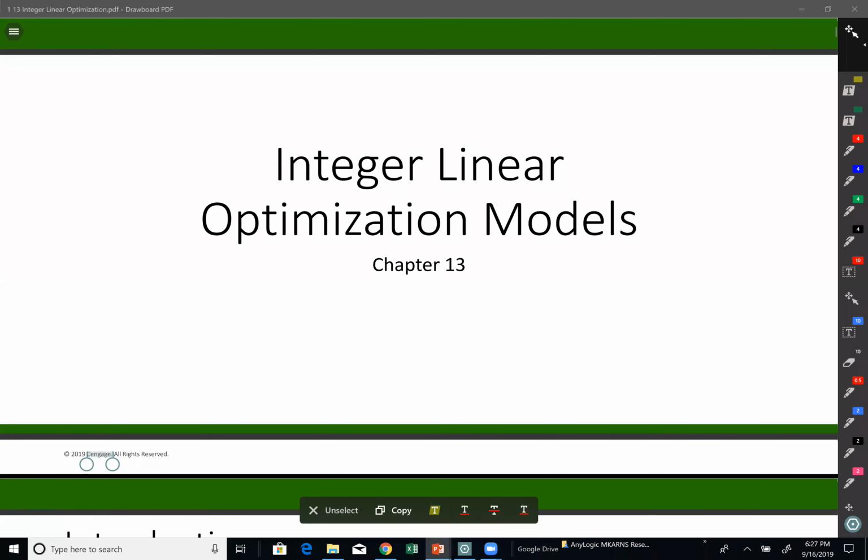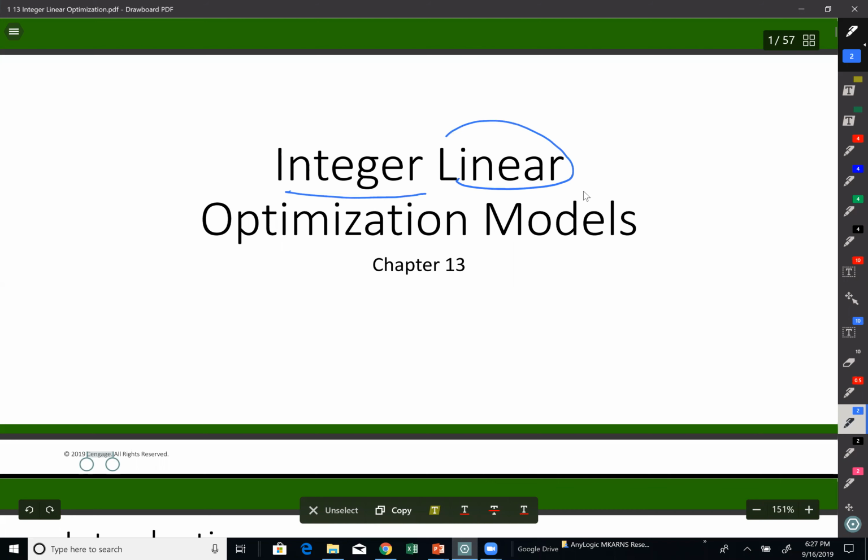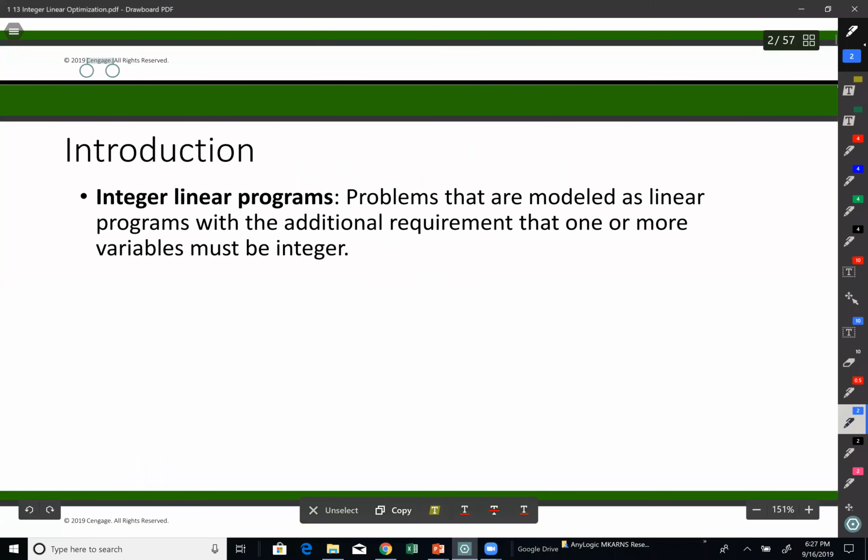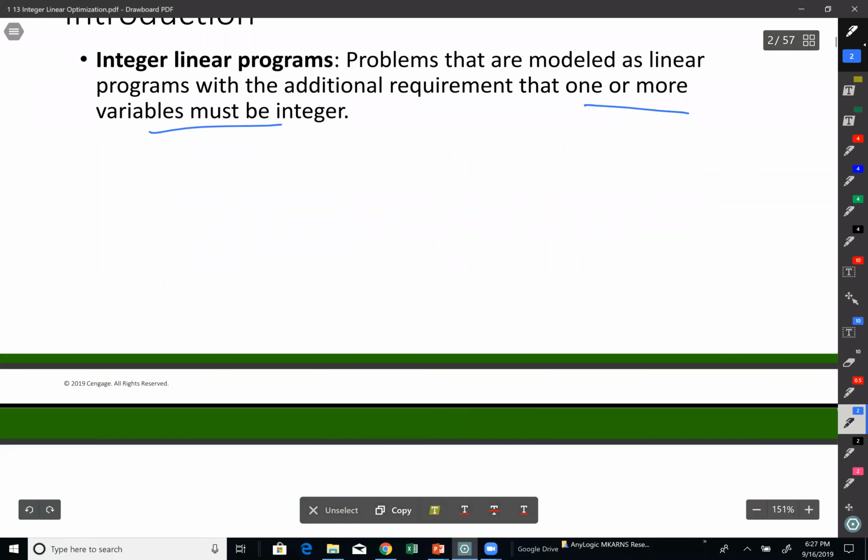Today I would like to talk about integer linear optimization models. These models are called integer and also linear because the functions are linear. However, at least one variable in these models is integer. Okay? So again, at least one or more variables have to be integer, otherwise we cannot call it integer linear programming.